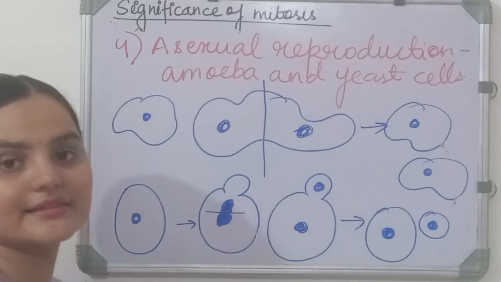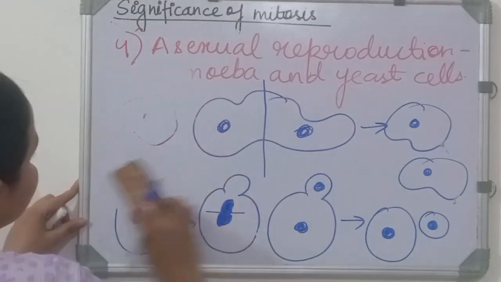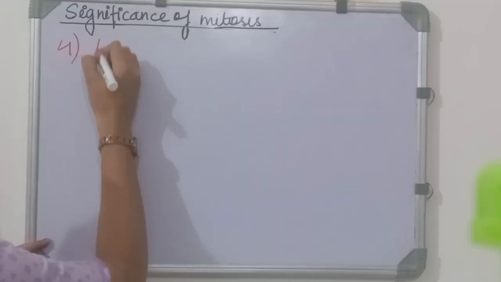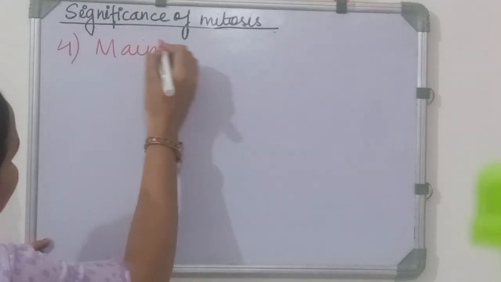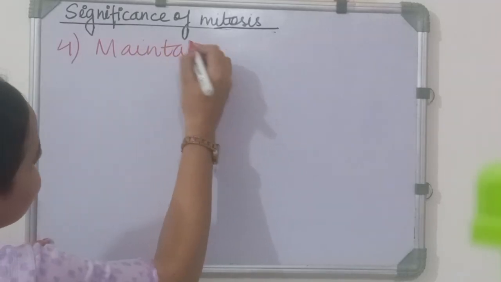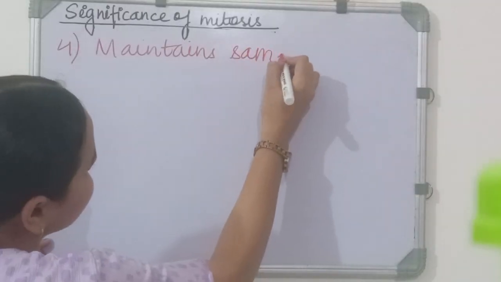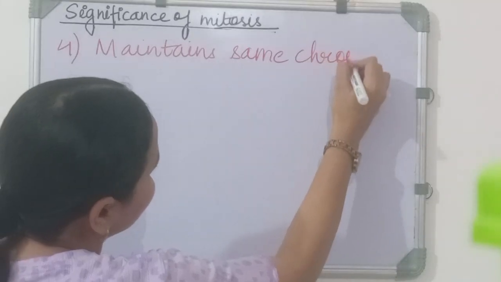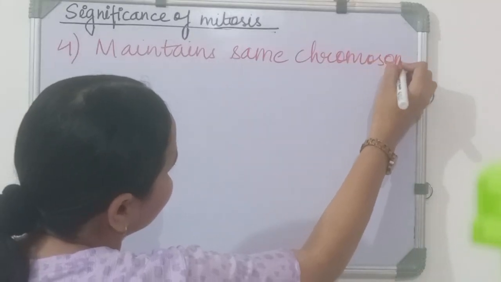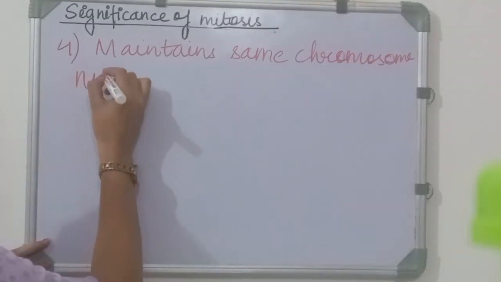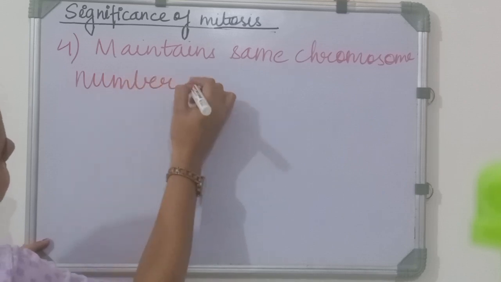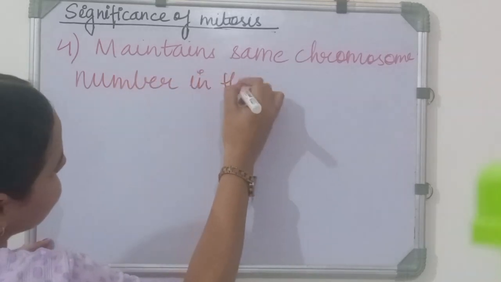Now let's see the fifth significance. Maintains same chromosome number in the daughter cells.